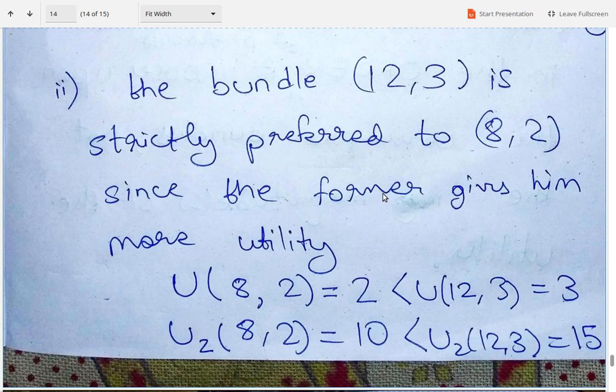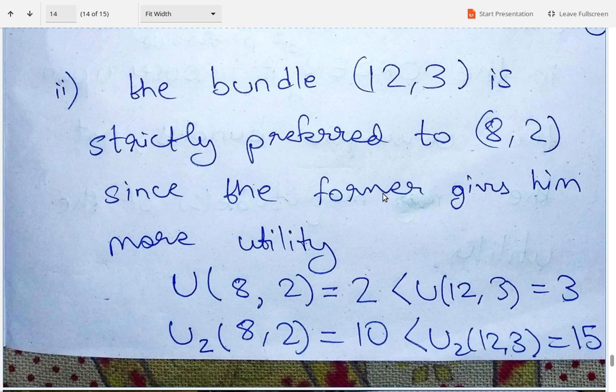If you plug in this example bundle (8, 2), then u2 of (8, 2) is 5 times the minimum of 8/4 and 2, which is just 5 times 2, which is 10. And u2 of (12, 3) is 5 times the minimum of 12/4 and 3, which is just 5 times 3, which is 15.